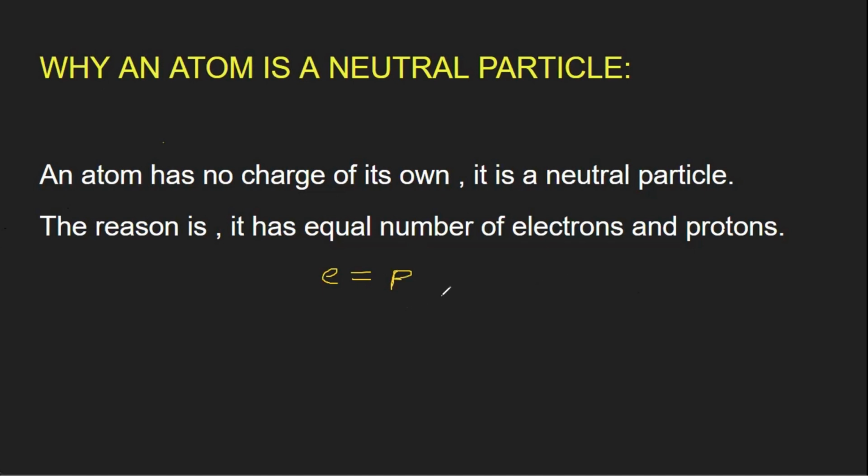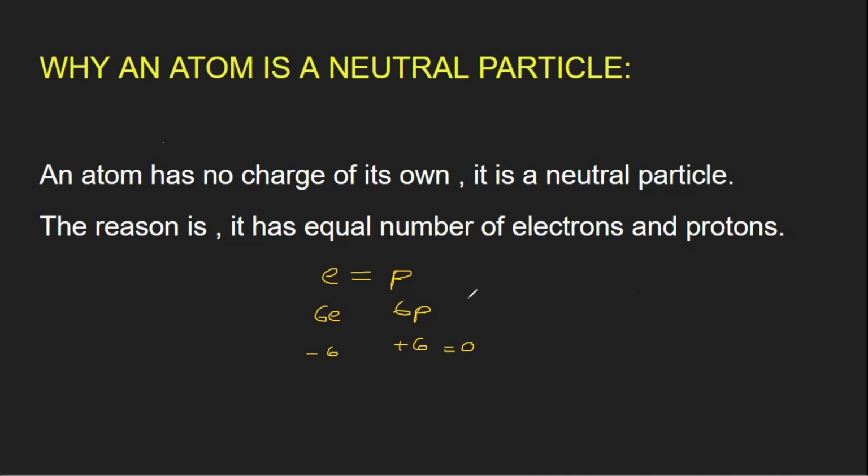It means in an atom, if there are 6 protons, there must be 6 electrons. Each proton has a +1 charge, so 6 protons will have a +6 charge. Each electron has a -1 charge, so 6 electrons will have a -6 charge. So +6 and -6 becomes equal to 0.